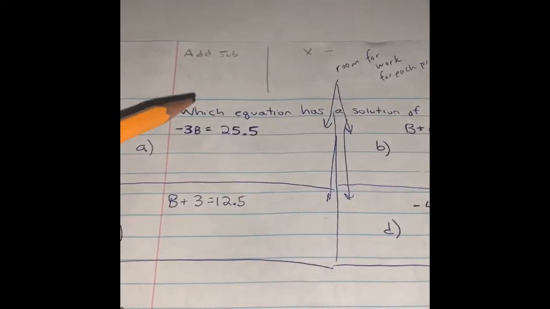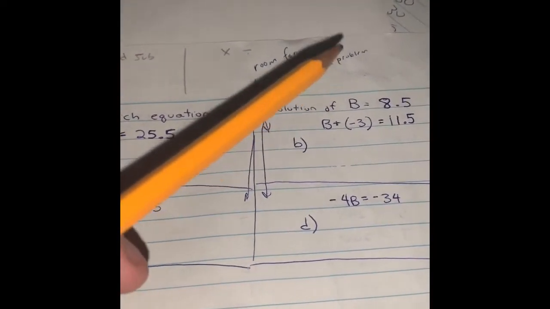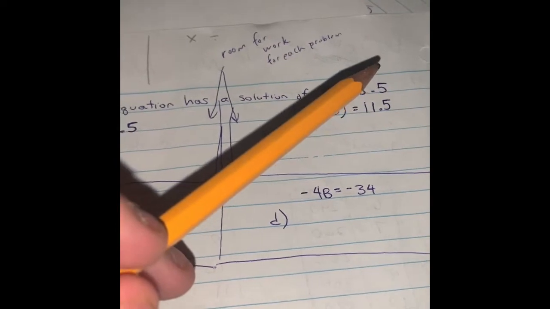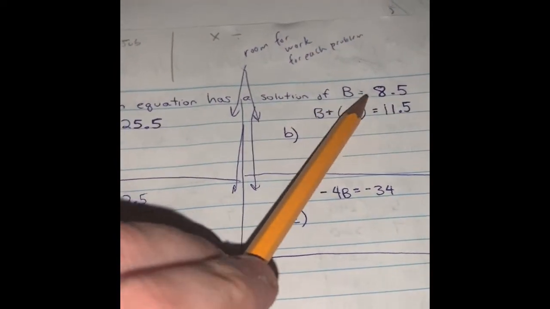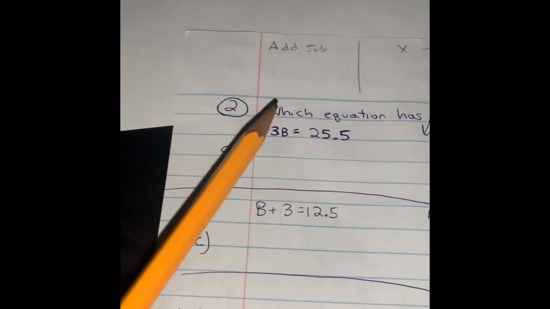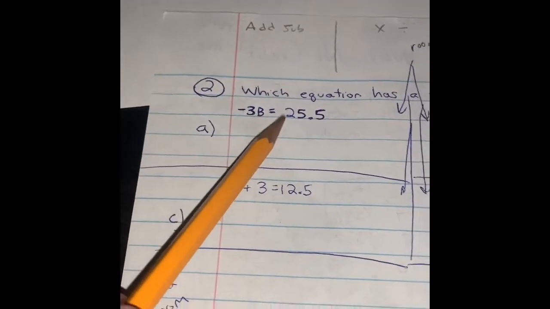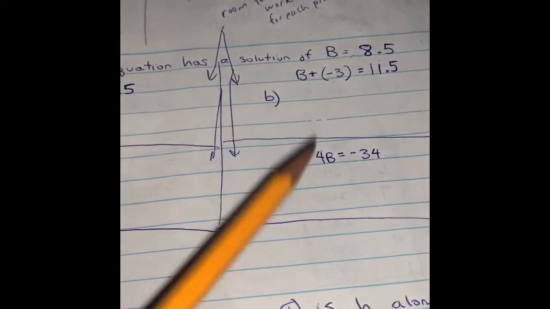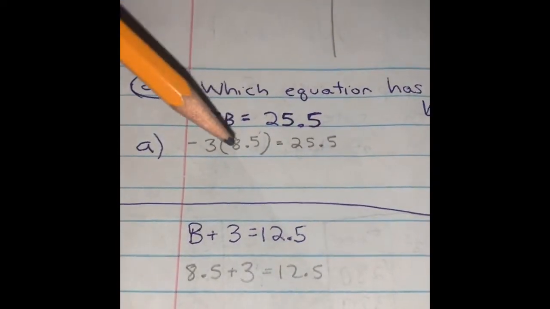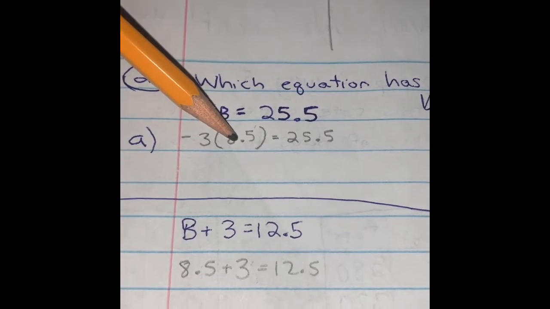All right, number 2 says which equation has a solution of b equals 8.5. So what we're going to go ahead and do for this problem, because it tells us that b is going to equal 8.5, we're going to replace each of these expressions every time it says b with 8.5. So in our first answer choice, what we did was we replaced b with 8.5.